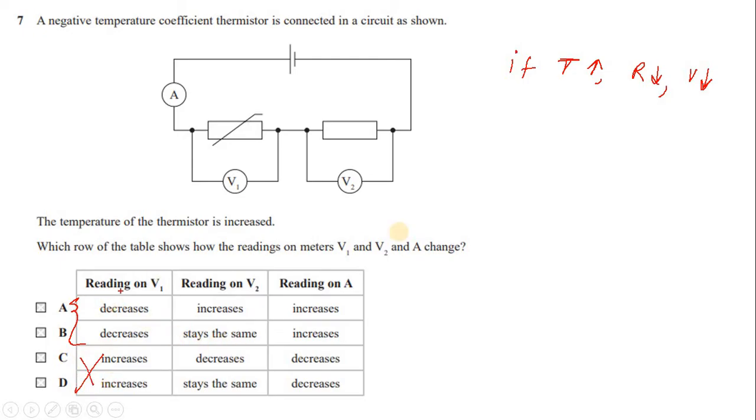A and B. So if V1 is decreasing, V2 should be increased. So decrease and increase. Clearly it's option A. But again A, because current is increasing in both, because the number of electrons is increased. So the option is A.